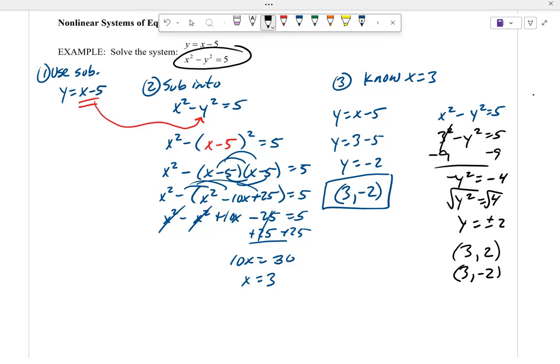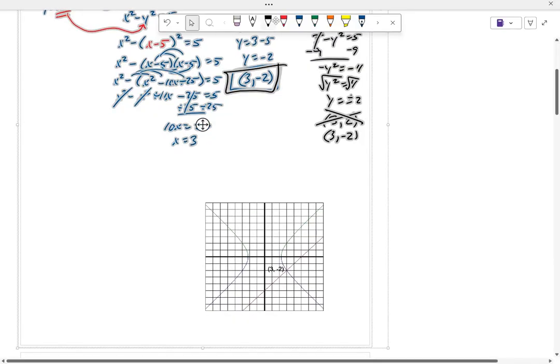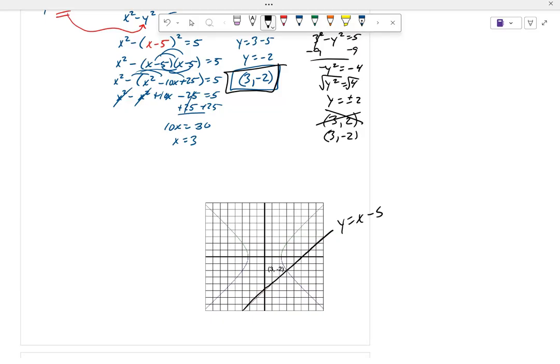The linear one only has one y value. It was 3, negative 2. So remember, it's got to satisfy both, so I can't have that solution. I can only have the 3, negative 2. So this is saying that this linear, if I had graphed it, this is what it looks like. Here's your y equals x minus 5 right there. And this other one, let's make it in red here. This is the hyperbola. This is the x squared minus y squared equals 5.